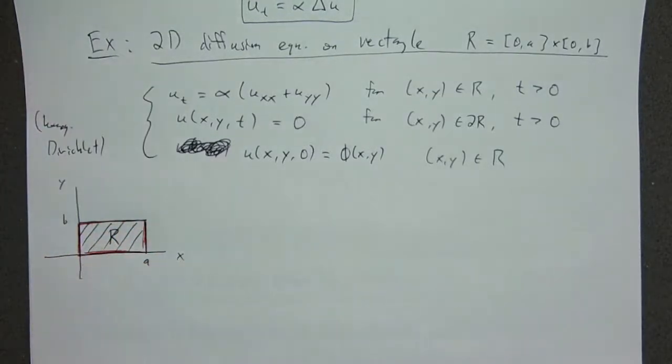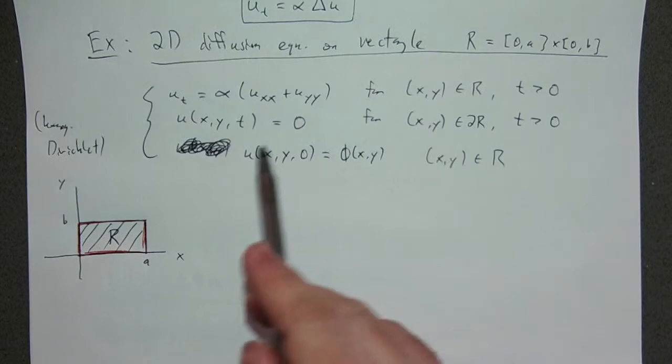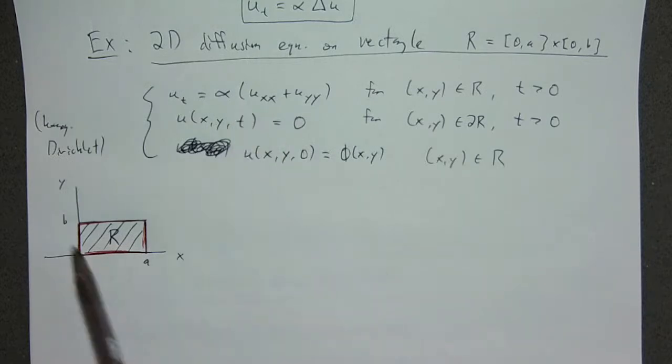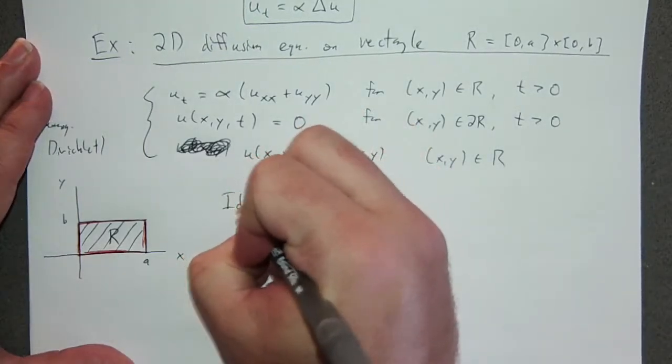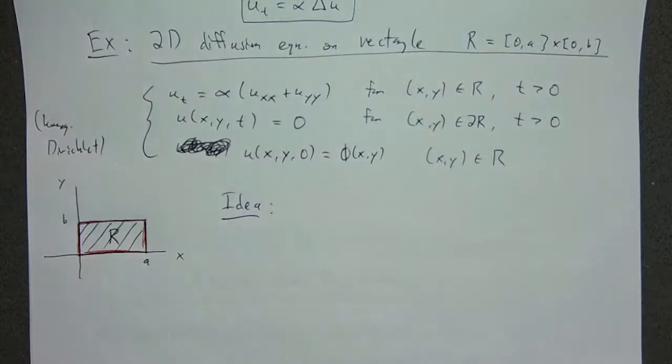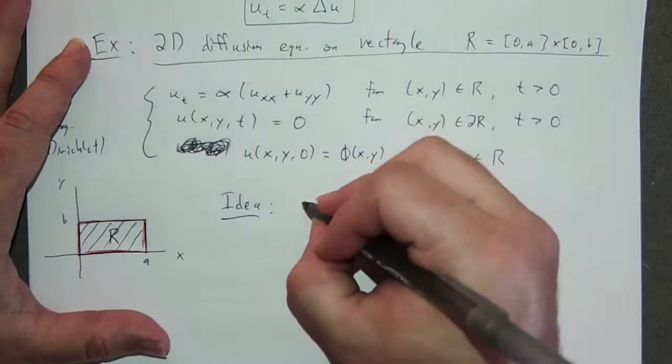So of course I could make this problem more complicated by prescribing conditions that are not just 0 everywhere on the boundary, right? But here, let's see how this works when I get boundary conditions that are 0. Okay, what is my idea here? Well, when I've got one tool in my toolbox for these boundary value problems, that's the tool I'm going to use regardless, right? And so my one tool is separation of variables.